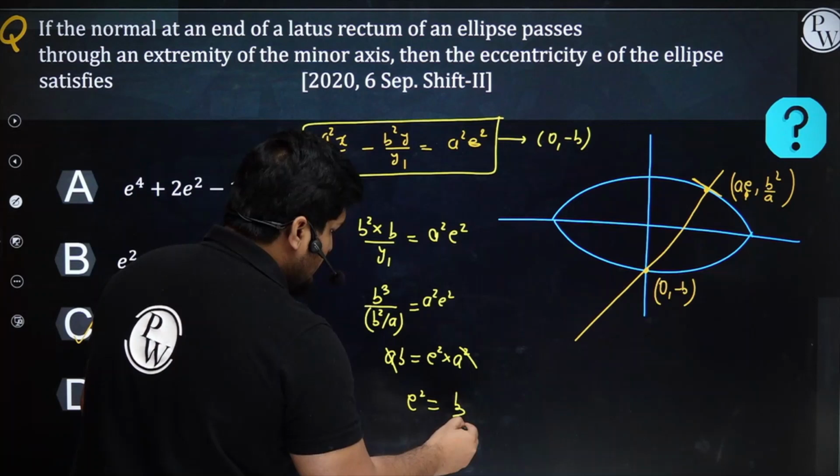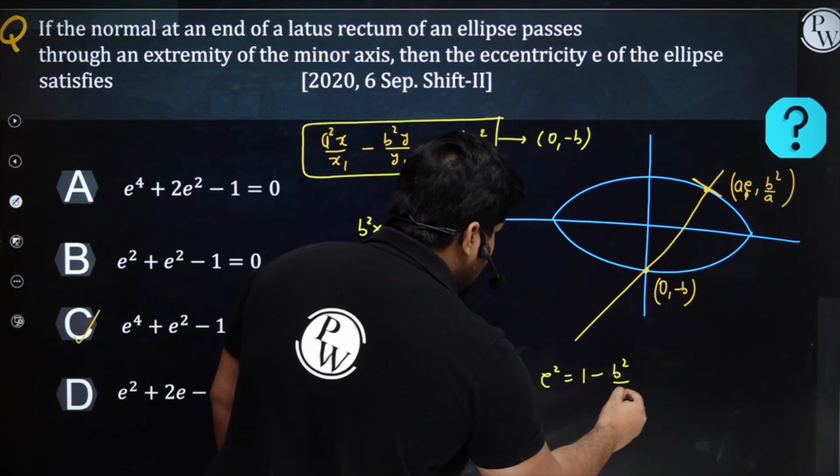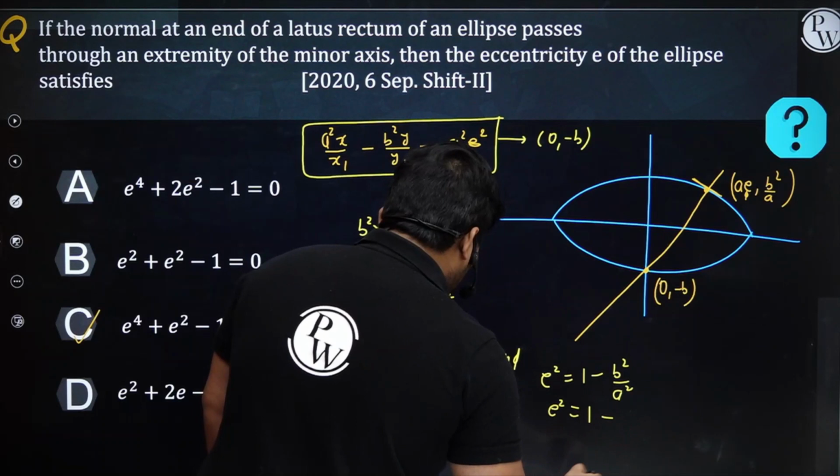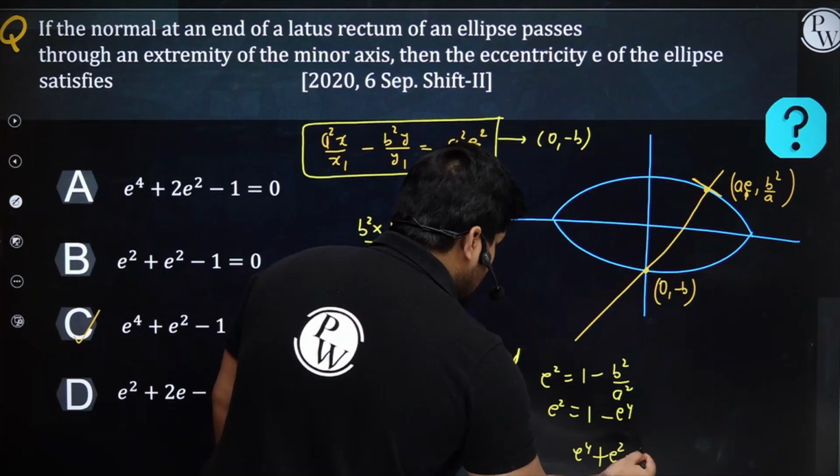Also, we know that e² is equal to 1 − b²/a², right? This is the basic thing here. So b²/a² will be e⁴. So e⁴ + e² − 1 is equal to 0. This we need to solve.